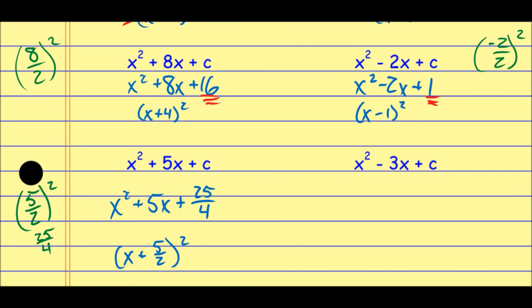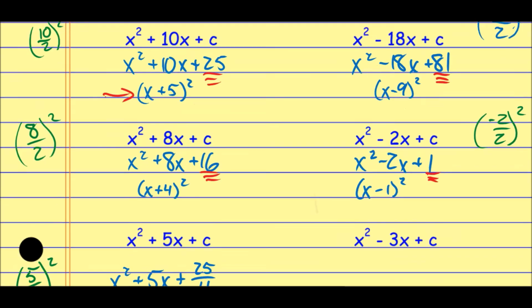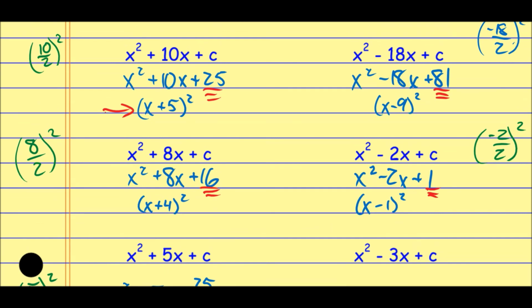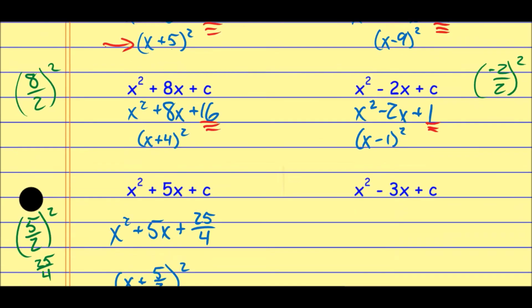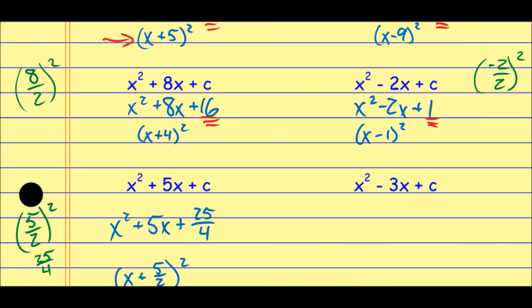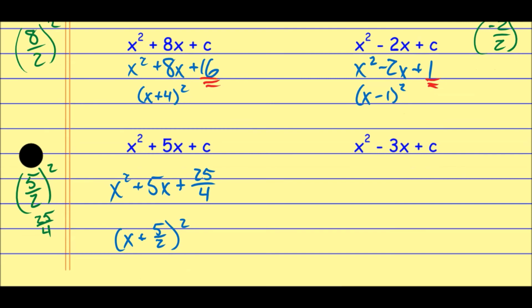The reality is that when you look at the thing that this factors into, it's always the b value divided by 2. Like if I look at this first one, 10 divided by 2 is this 5. Negative 18 divided by 2 is a negative 9. 8 divided by 2 is this positive 4. Negative 2 divided by 2 is a negative 1. Here, 5 divided by 2 is a 5 halves.